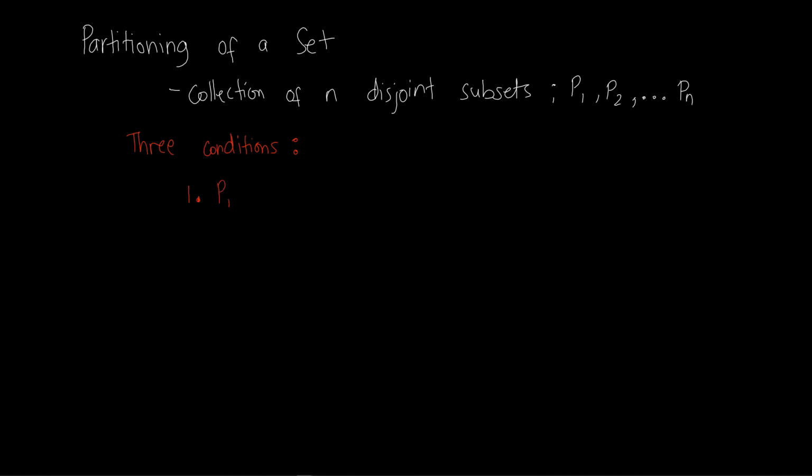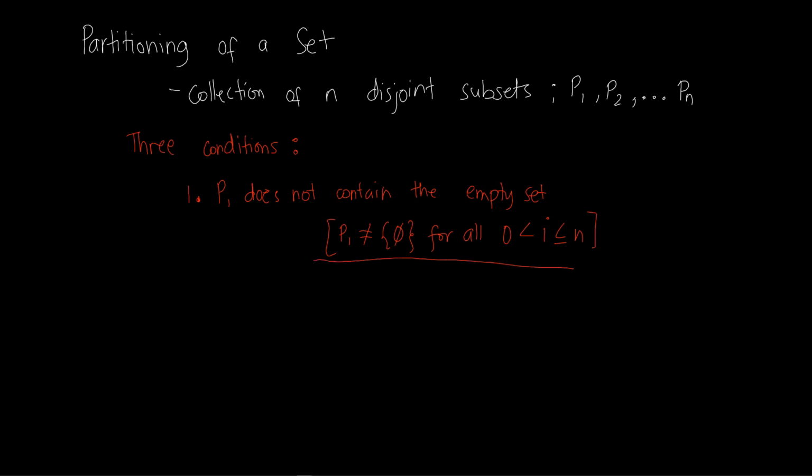P1, or the first partition, does not contain the empty set. Written symbolically, we have Pi is not equal to the empty set for all i between 1 and n. If you have taken other math courses, at least you understand that it does not contain the empty set: Pi is not equal to the empty set, for all sets.